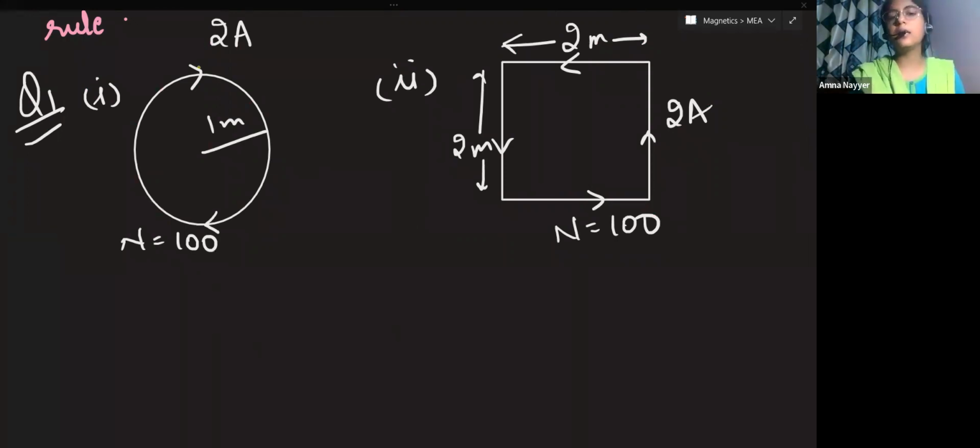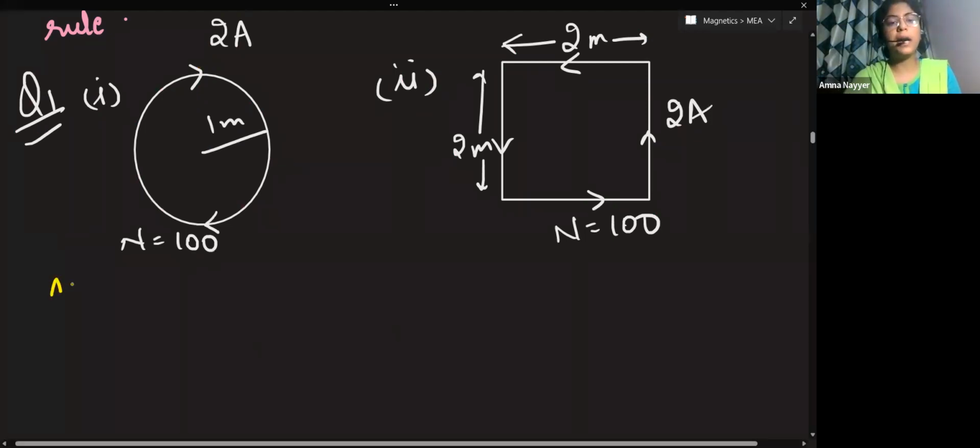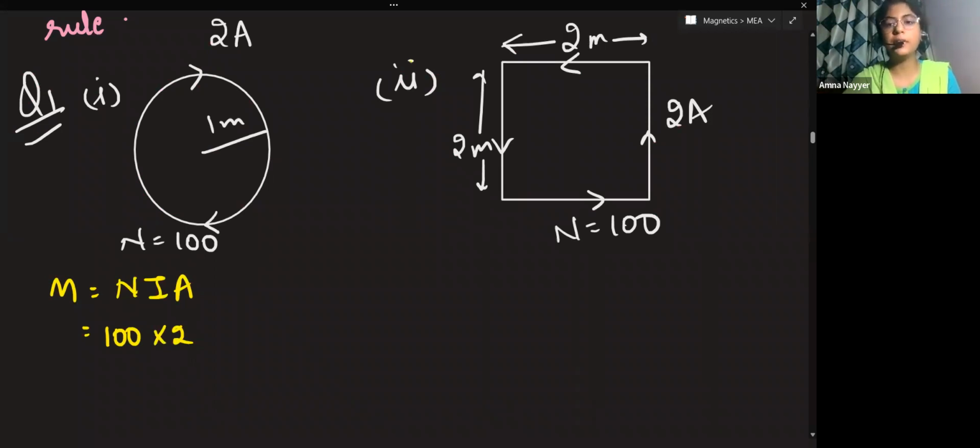See, this is a circle given to you. The radius of the circle is given as 1 meter. Current is flowing in clockwise direction, that is 2 ampere. Number of turns is not 1, it is 100. So you have to calculate the magnetic dipole moment in this question. This will be NIA. Number of turns is 100, current flowing is 2 amperes. Inwards. Yes. Good, set. Try the second part as well.